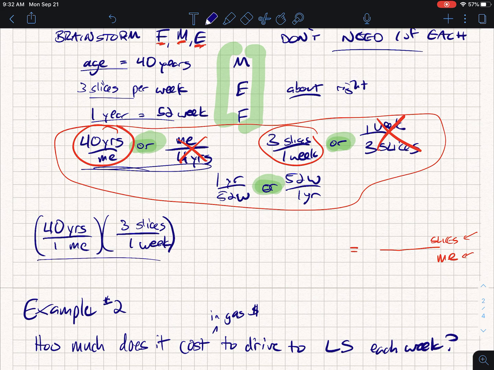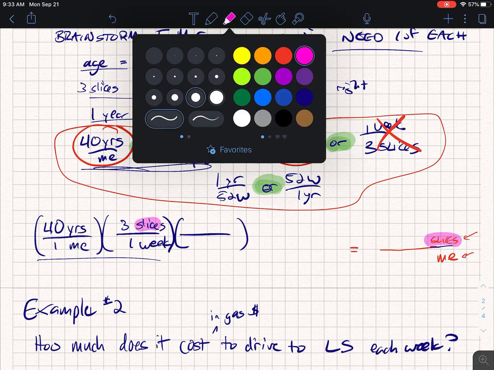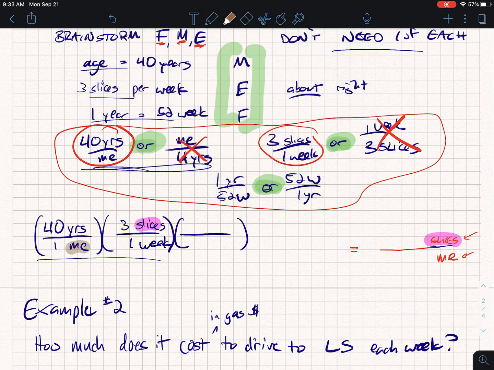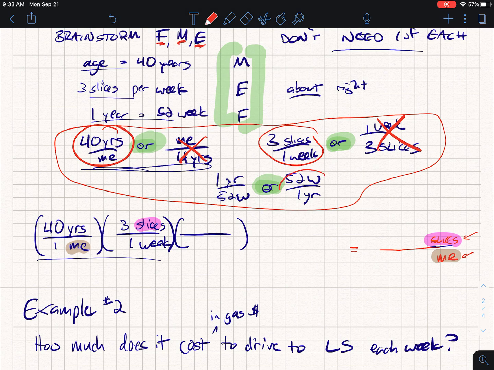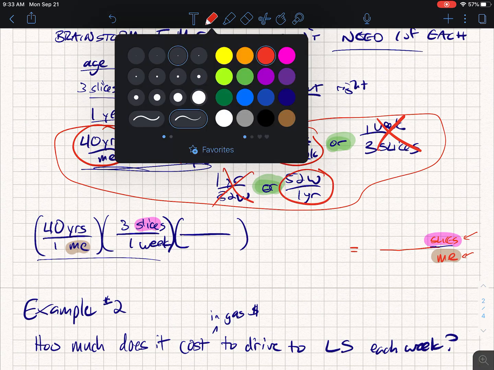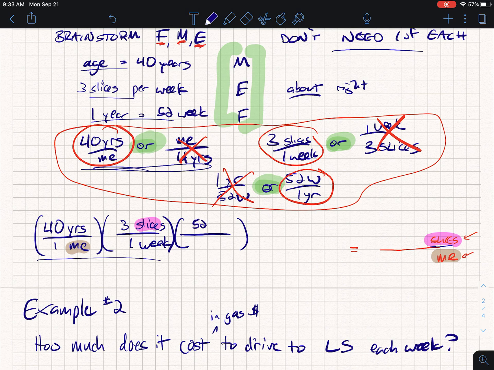None of these things yet are canceling out, which means they're not yet going to be equal to slices per me. I want to keep slices. This is good. I'm going to color code this. Slices needs to stay up here, and me needs to stay down there. I need to get rid of this years and weeks business. I need to get years off of the top, and I have a fraction over here that lets me do that. I found a fraction that has years on the bottom, so I'm going to throw that one in there and see what happens now.